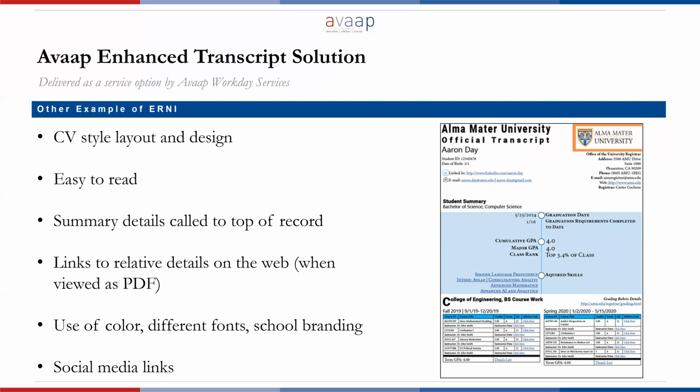We can embed links to relevant details on the web when the transcript is viewed as a PDF or elsewhere on the computer. We can use different colors and fonts and bring your school branding to life in the transcript. And we can also hook into social media links, like LinkedIn, or just an email link for the student. All this is presented in an easy to read and understand format that brings modern formatting options to the table for transcripts.